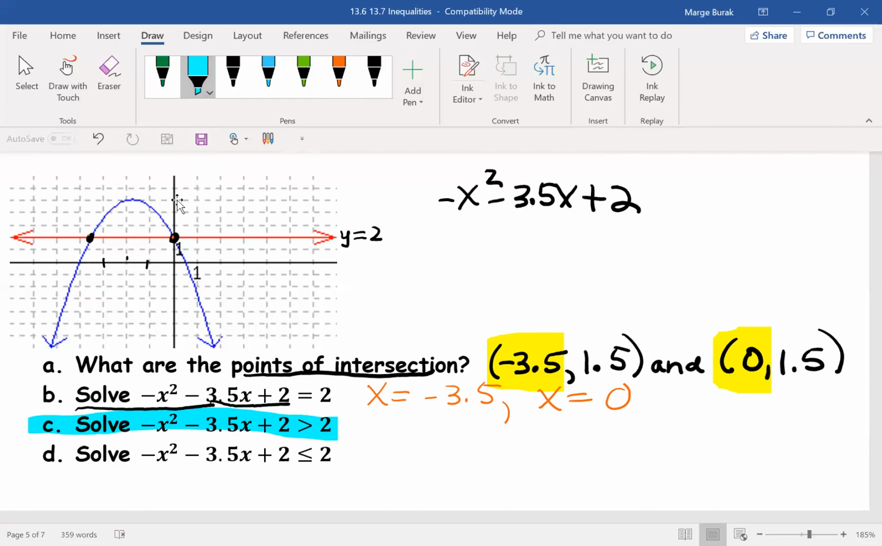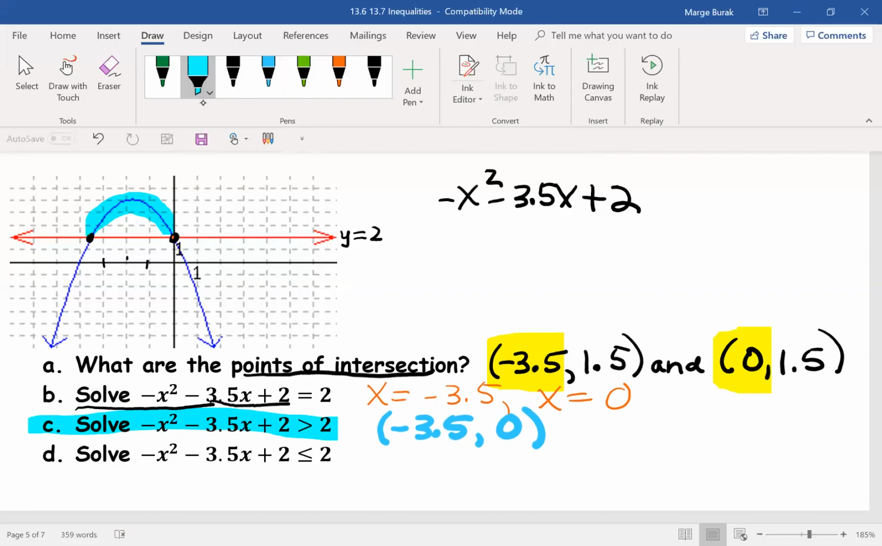Greater than 2. So where is that parabola greater than 2? And that's going to be here. So we're going to go down to our x-axis, and we're going to be in between my two key points. So it's going to be in between negative 3.5 and 0.